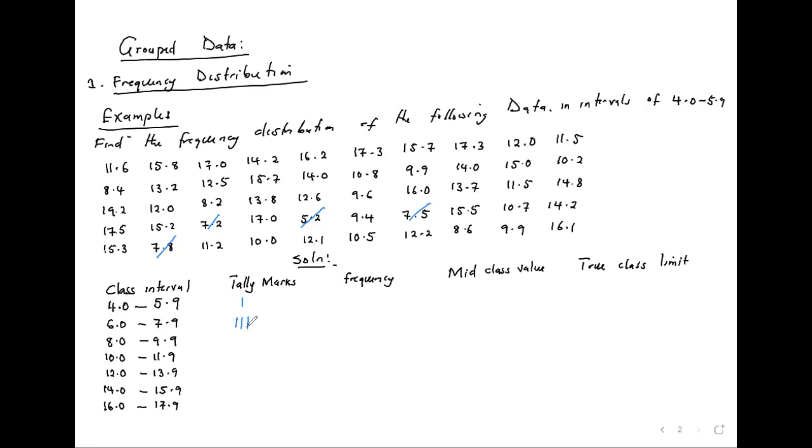Then 8 to 9.9. 1, 2, 3, 4, 5, you tie. That's how you count on the tally. 5, 6, 7. Okay, that's all.